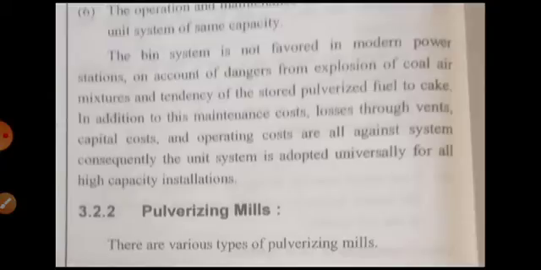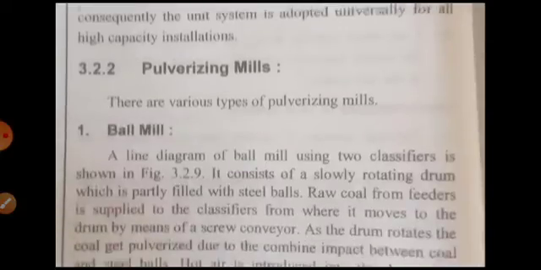That means if the pulverized coal fuel is kept for a long time, it will again form a stone, okay, because of pressure and different moisture content. In addition to this, maintenance cost, losses through vents, capital cost and operating cost are all against the system. Consequently, the unit system is adopted almost universally for all high capacity installations.